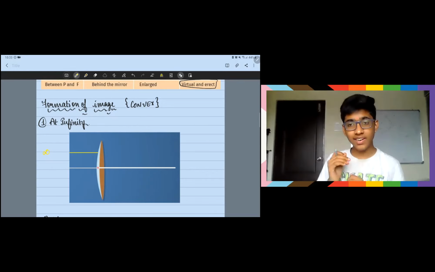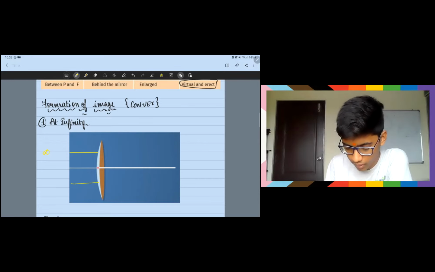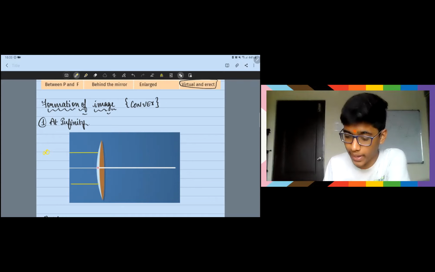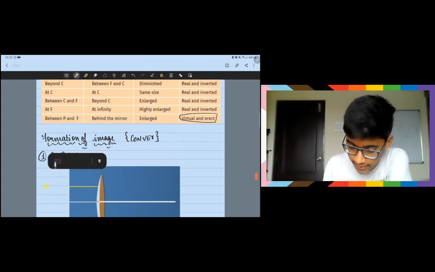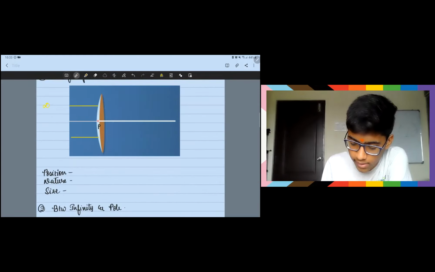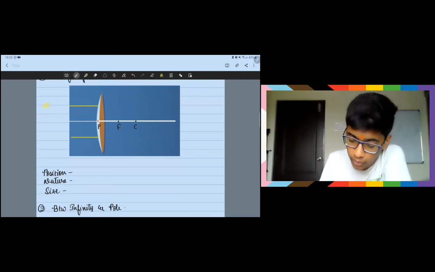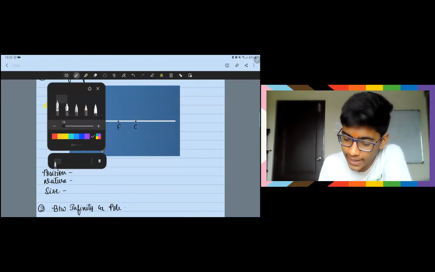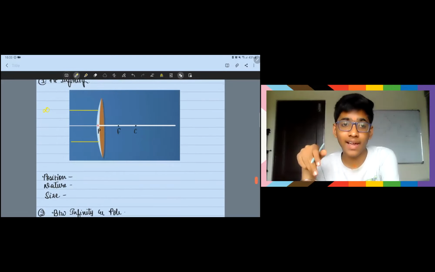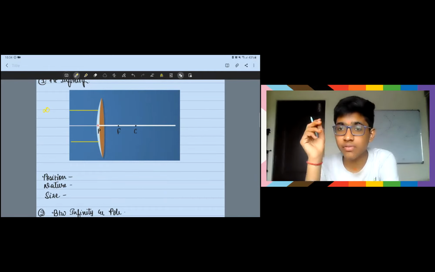A convex mirror is a diverging mirror. We discussed it in focal point. Now the rays are parallel to the principal axis. You forgot one thing, I too forgot, that you have to name the pole, focus and center of curvature. This is the pole, this is the focus, and this is the center of curvature. Now any light ray which comes parallel to the principal axis, after reflection it appears to pass through the focus. This is the ray diagram rule for a convex mirror.